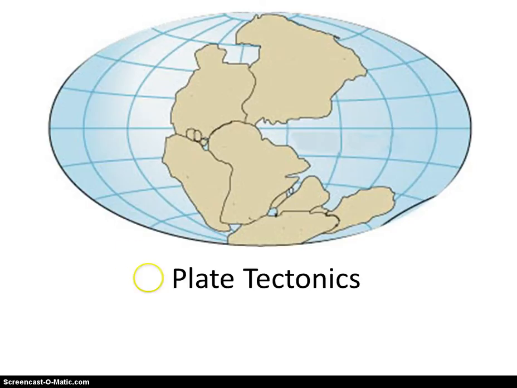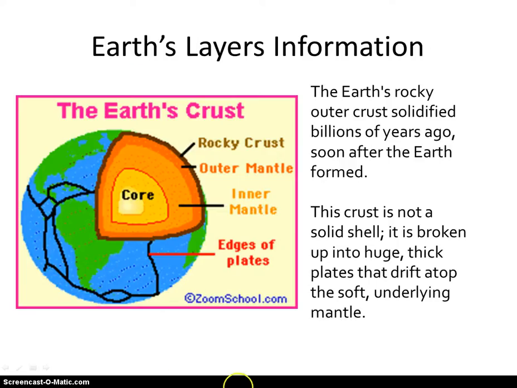So let's talk about plate tectonics. You've already learned about the rocks and minerals that are a part of plate tectonics. This all comes from Earth's different layers. The Earth's rocky outer crust solidified, kind of like that hardening chocolate on top of ice cream, billions of years ago after the Earth was formed. Now the outside shell is like that hard chocolate you get on ice cream.